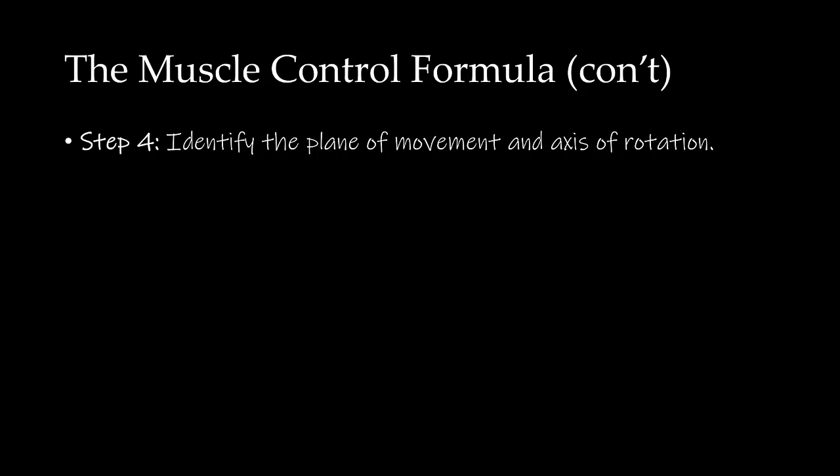Step number 4 was to identify the plane of movement and the axis of rotation. For glenohumeral abduction and adduction, we identified that the axis of rotation was an anterior-posterior axis that went through the humeral head, and that the plane of movement for glenohumeral abduction and adduction was the frontal plane.